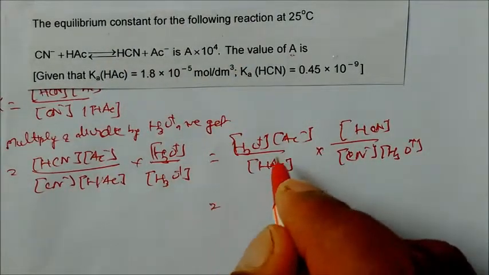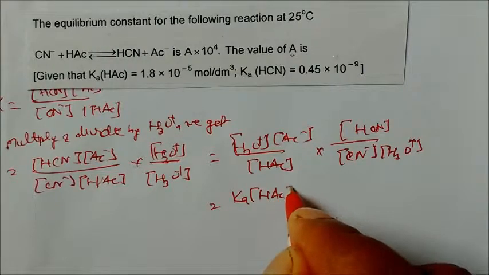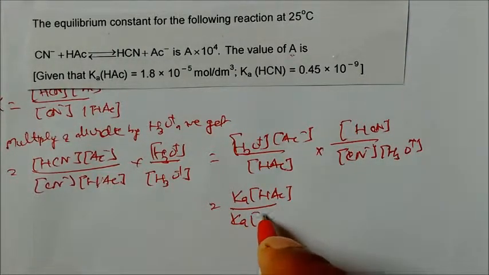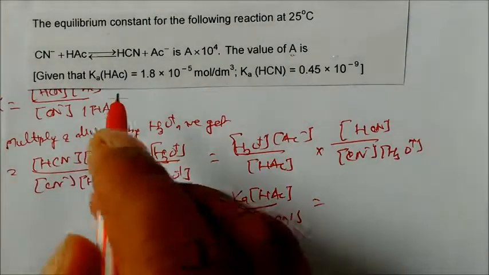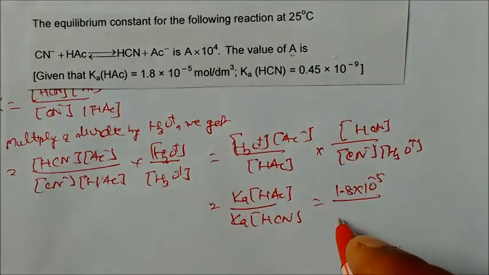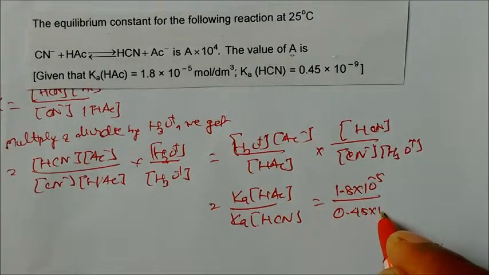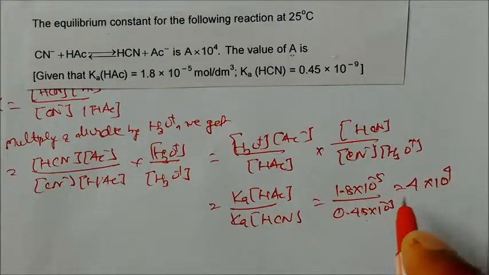So here we can calculate: this is the Ka of HAC and this is the Ka of HCN. So we will get the final value. K is given here as 1.8 × 10⁻⁵, and this is given here as 0.45 × 10⁻⁹. So you will get the value 4 × 10⁴.